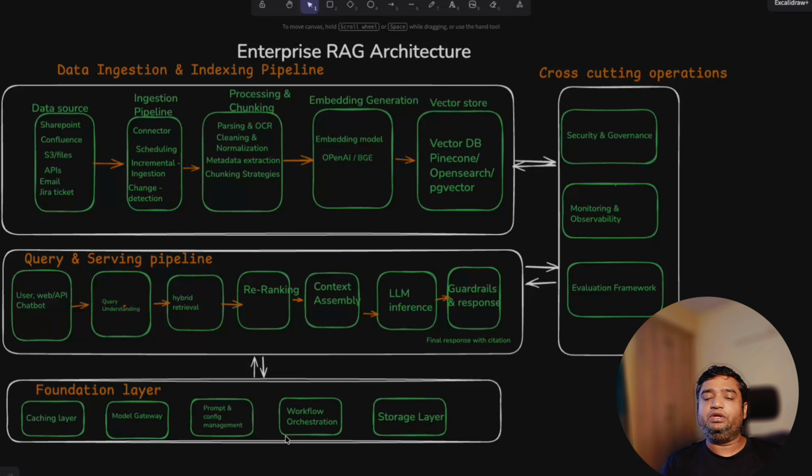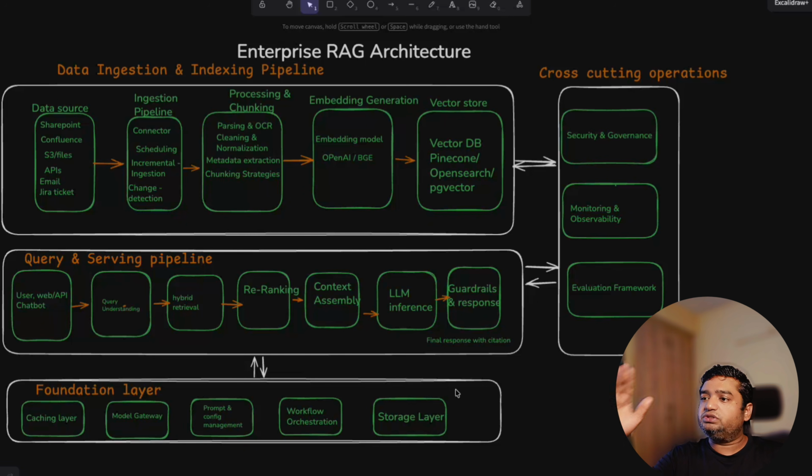For the workflow, you can have LangChain, you can have LangGraph, and with the help of GCP, the Vertex AI, that will create a workflow. There will be orchestration tools like Airflow and Autosys, where your workflow can be scheduled. Then you have a storage layer where you may keep the intermediate input. You may keep the data source that is coming in, like after ingestion, in the storage layer. So we covered the data ingestion and indexing pipeline, the query and serving pipeline, and the foundation layer.